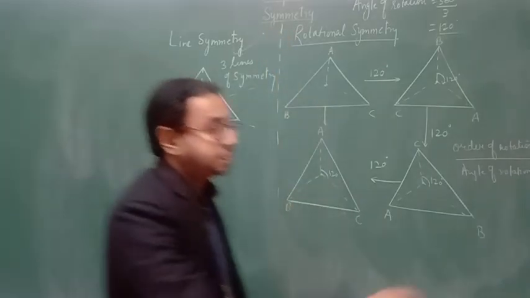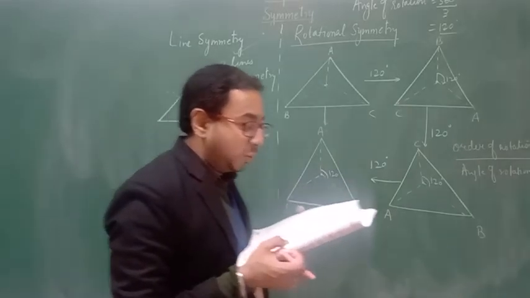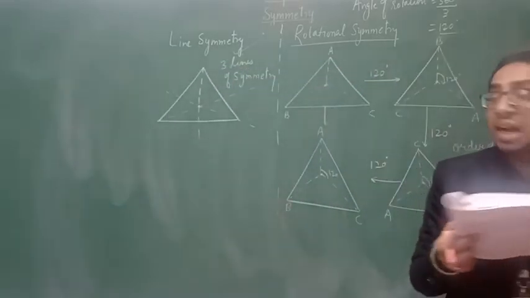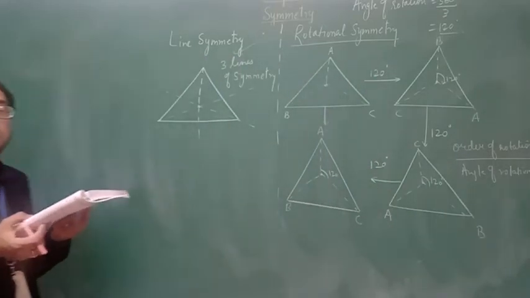Okay, next. Question number 2, second part. A triangle with only one line symmetry and no rotational symmetry of order more than 1, that's an isosceles triangle. Isosceles triangle is having one line of symmetry but no rotational symmetry.